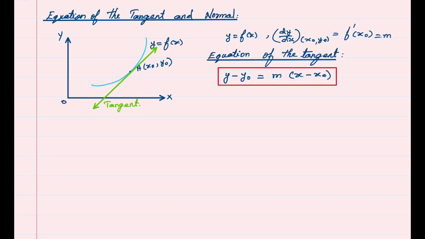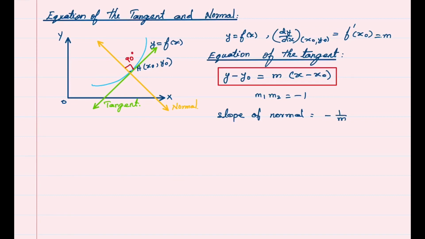Now let us draw a normal line to this curve at the same point of contact A. A normal is a line which is perpendicular to the tangent through the same point of contact A. These two are perpendicular to each other. So if we know one slope, we can find the other slope using the condition m1 into m2 equal to minus 1. This is the perpendicularity condition for two lines in terms of their slopes. Therefore, slope of normal will be minus 1 upon m, where m is the slope of the tangent.